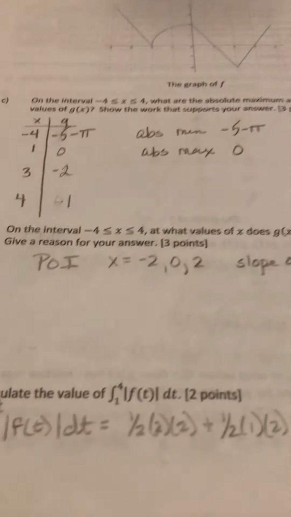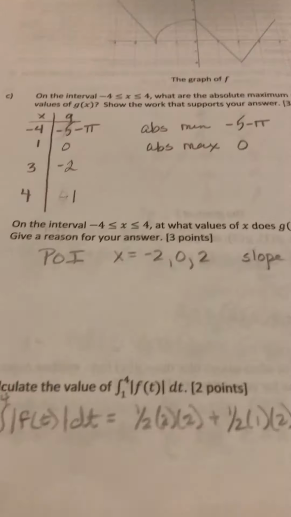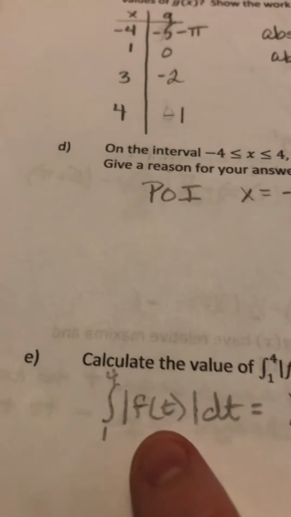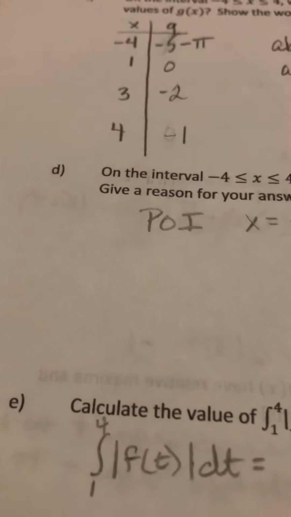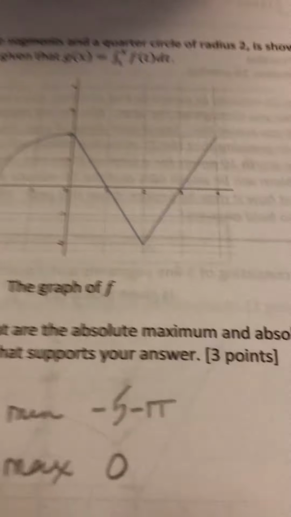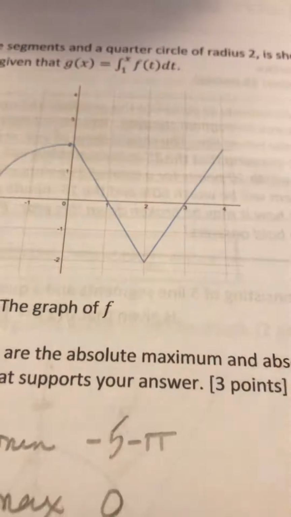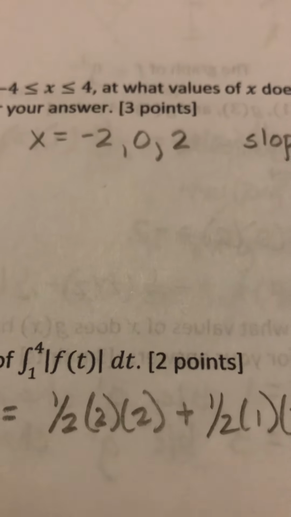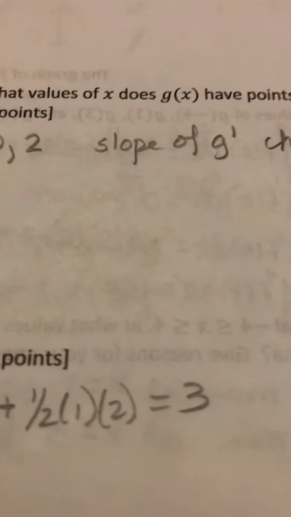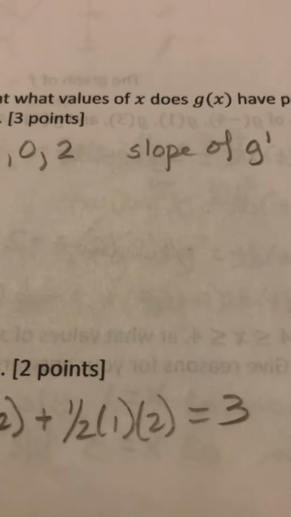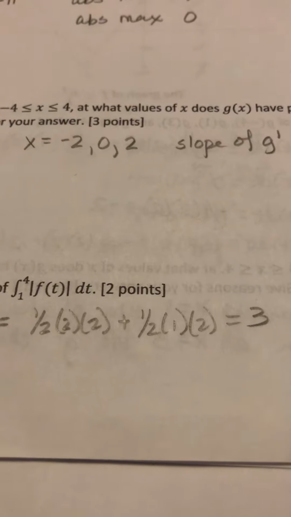And then finally, the last part, the integral of the absolute value. When we have our absolute value inside the integral, that means anything that may be negative, like this triangle, for example, gets flipped up, becomes positive. So we have that triangle, that 1/2 of 2 times 2 is a positive, not a -2. And then the other triangle, which is already above the x-axis, is 1/2 of 1 times 2. We add those up and we get 3.